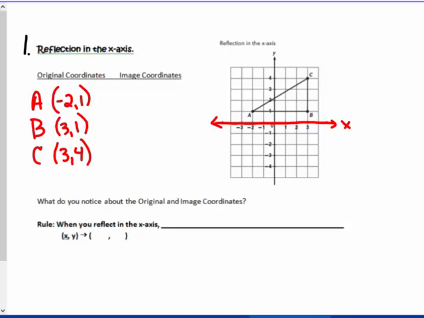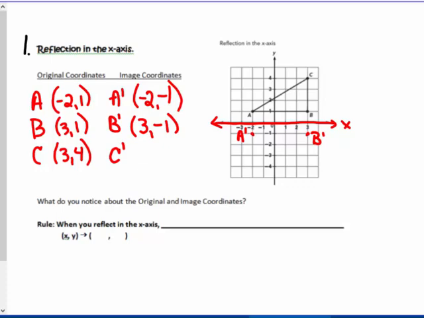So A has to become perpendicular and equally distant away from the line of reflection. So A's image would now become negative 2, negative 1. And B's image, equally distant and perpendicular to the line of reflection, would be 3, negative 1. C's image would become 3, negative 4. And yes, please use a ruler or a straight edge to connect your triangle A prime, B prime, C prime.